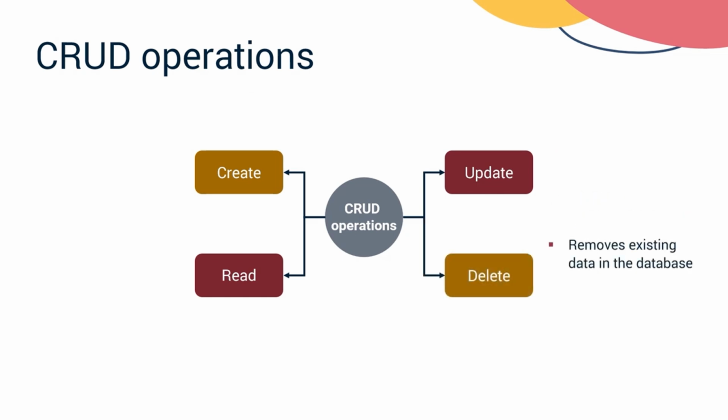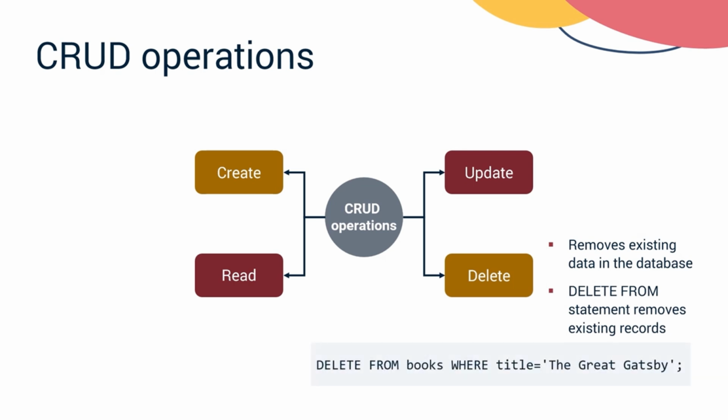The delete operation removes data from the database. It uses the delete from statement to carry out its operation. The delete command deletes the book from the books table based on its title. If The Great Gatsby is no longer available in your library, you can remove it with the command shown.